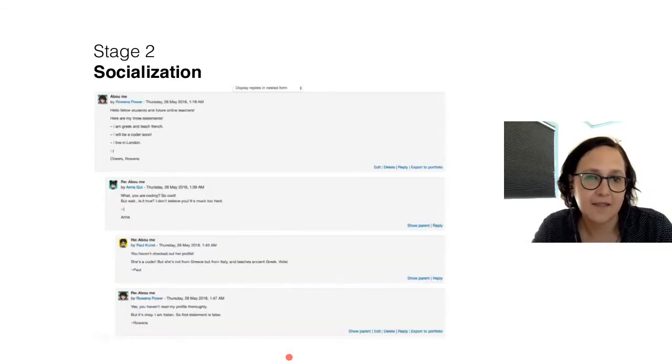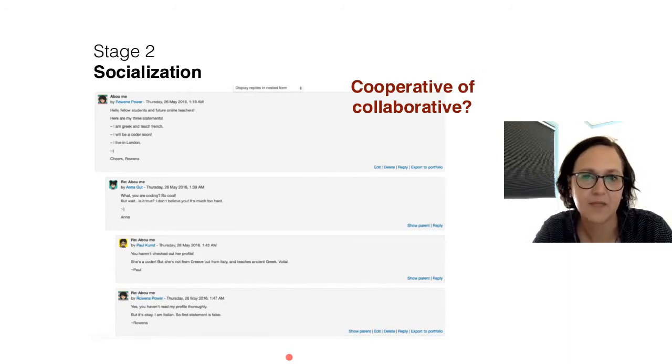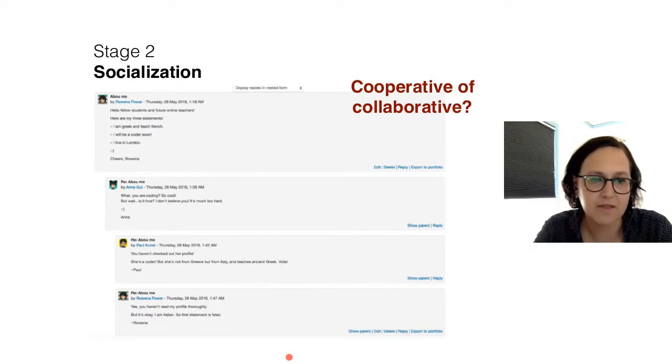Then it's a simple forum again, and you have these threads, people exchanging their ideas and guesses. Now here, a little reflection is that this is, I would say, cooperative, because every contribution is distinguishable.